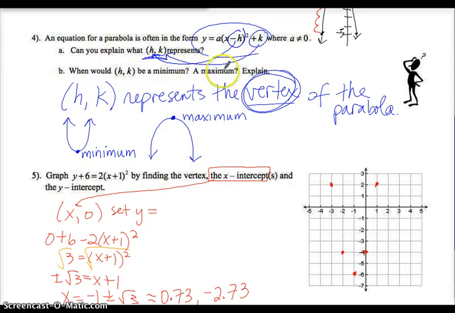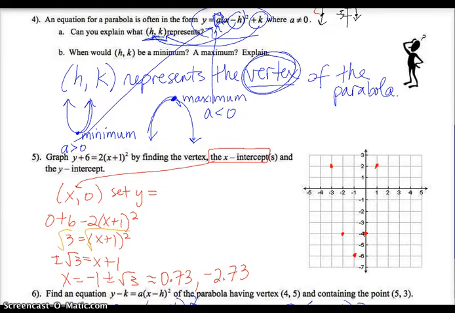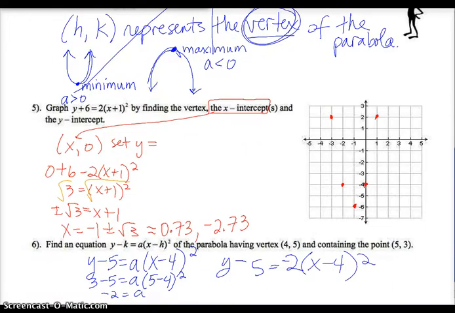When would (h, k) be a minimum or a maximum? Well, if the parabola opens upward, then this point is a minimum. If the parabola opens downward, then this point will be a maximum. So if a is positive, then it is a minimum. If a is negative, then it is a maximum. By a, I'm talking about this right here. I know this is a lot to digest. You're going to have to do the homework to practice it.